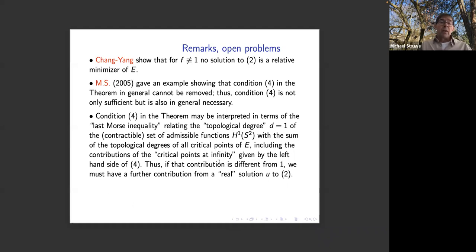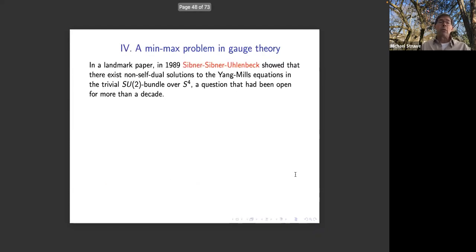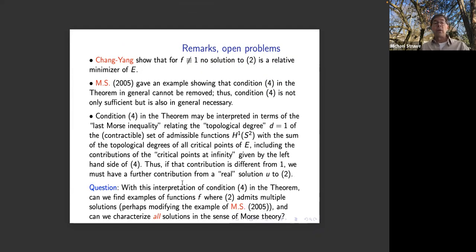So if the contribution from the topologically degenerate critical points is different from 1, there has to be a further contribution from a real solution. So you could then ask the question whether with this interpretation, one can also find examples of functions where you have multiple solutions of the prescribed curvature problem, and perhaps characterize all solutions in the sense of Morse theory.